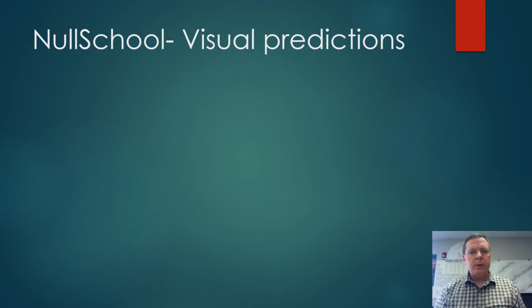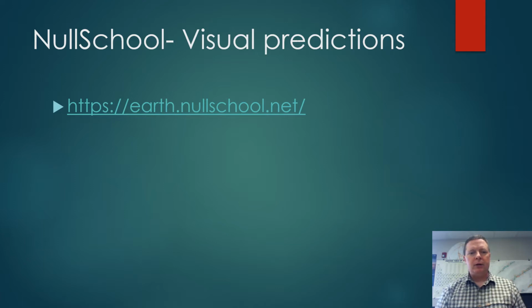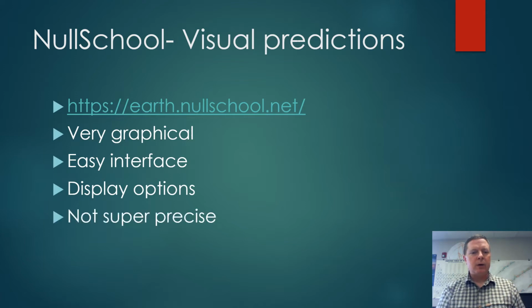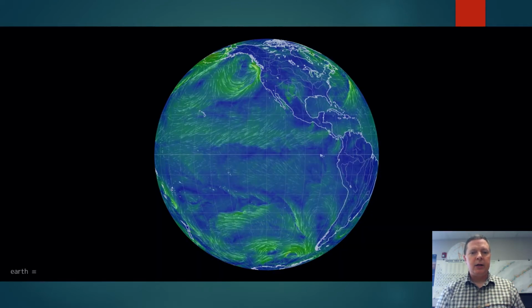NullSchool is where we want to start. This is a great interface for visual predictions. The website there is earth.nullschool.net. It's very graphical, very user-friendly, easy interface. It's got some display options that we want to talk about here. Make sure we know where we're going with this. It's not super precise, but that's okay. It gives you a good idea of what to expect.